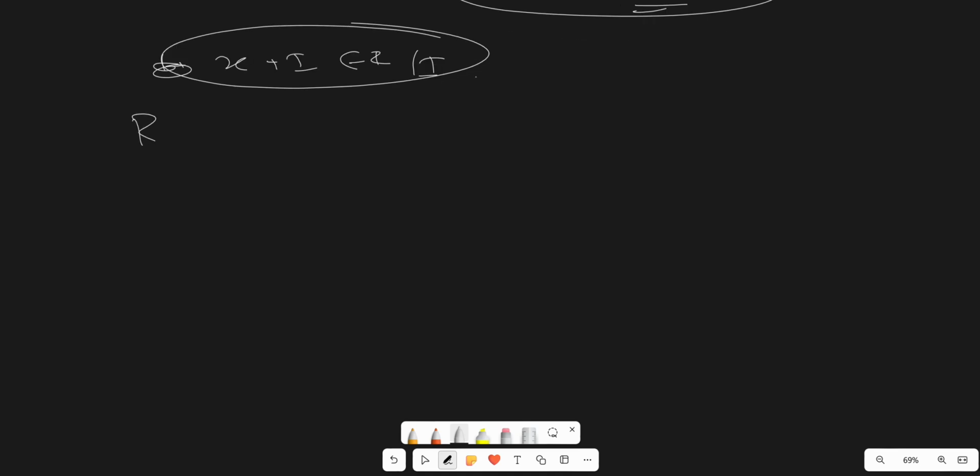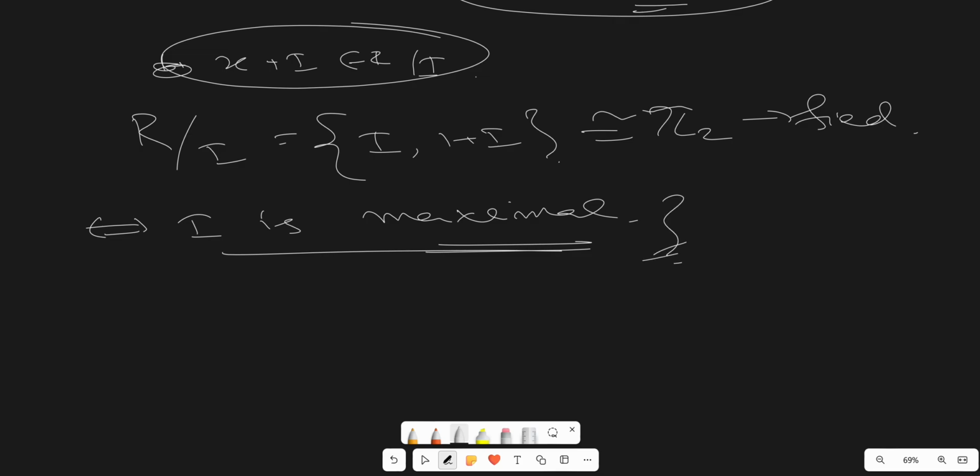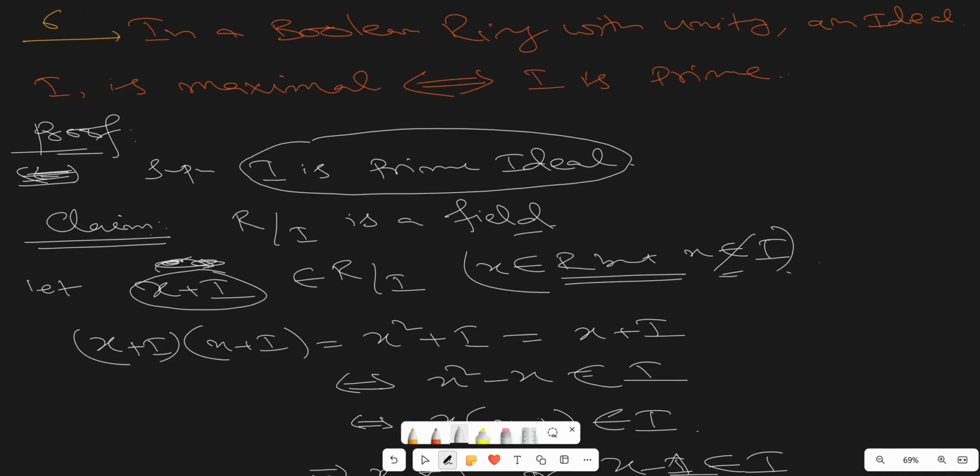So what are the elements? R mod I will contain I itself, and 1 plus I. There is no other element, and this is isomorphic to Z2, and Z2 is a field. So this is a field. This implies that I is maximal. If you have seen the last lecture, there should not be any problem. If you have not taken the last class, there will be a problem, because I am continuously using statements I proved in the last class. So this implies that I is a maximal ideal, right? This proves the statement: I is maximal if and only if I is a prime ideal.